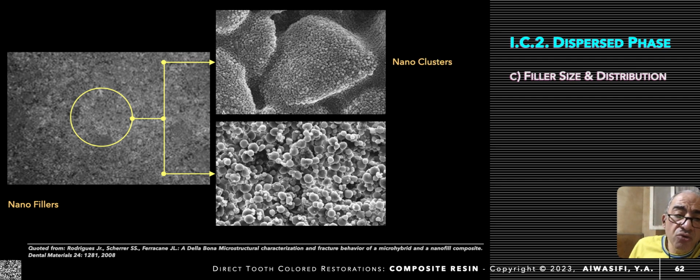Nano cluster, you are joining or pressing a group of nano fillers to be in a form of 1 micron, and it constitutes about microfilled ones. Okay, this one in the upper is considered as a micro one, which is composed of a group of nano, and that's why it is called nano cluster, and this is the true nano one. What is the difference between all of these sizes?